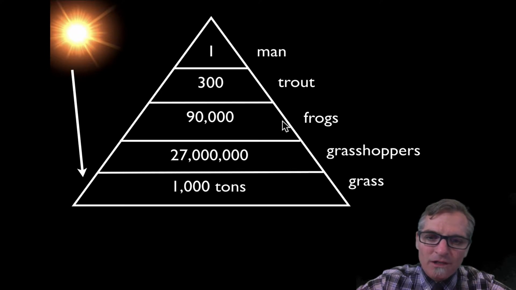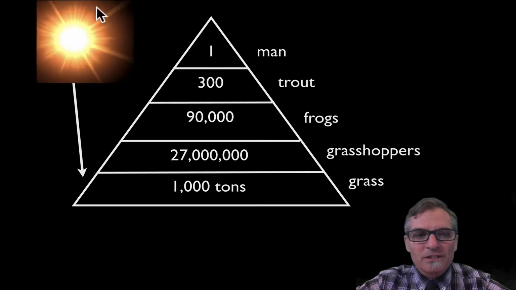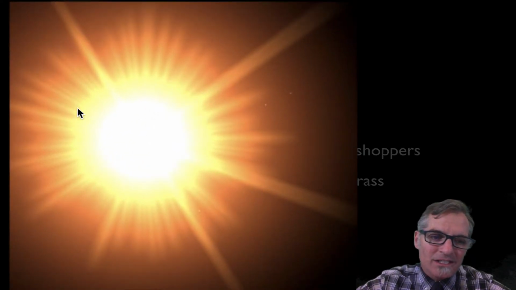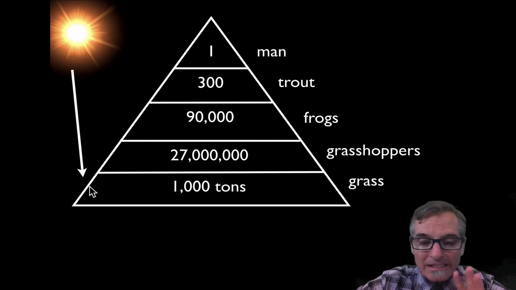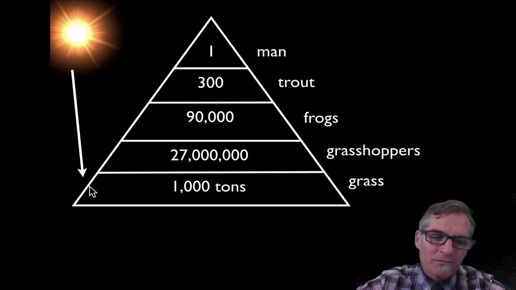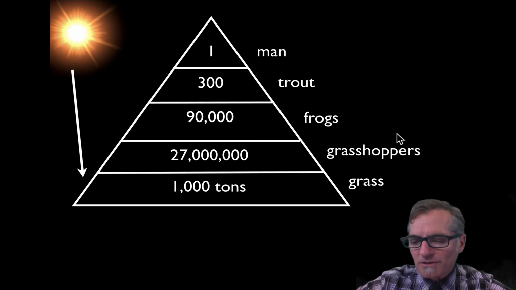So I've taken that food chain and put it into this food pyramid. Grass here, grasshopper, frog, trout, and man. So again, all the food pyramids are going to be starting with the solar energy of the sun. Only about 1 or 2% of the solar energy that's hitting the plant, or that's coming from the sun, is going to actually be incorporated into the plant tissue. The 99 other percent is going to be reflected and not absorbed and not utilized. So right here, we've got 1,000 tons of grass. That's enough to support 27 million grasshoppers.